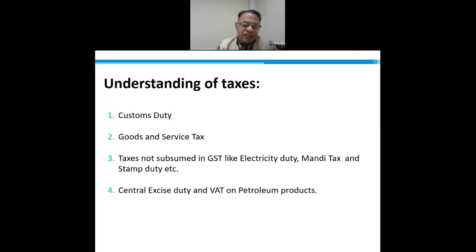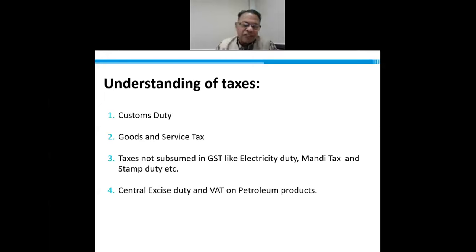Of course, yes, these need to be refunded back to you, because the principle of export is we export goods and services. We do not export taxes, and rightfully so. And the fourth tax, that is central excise duty and VAT, because petroleum products are kept out of the purview of GST, and therefore this is a separate tax.